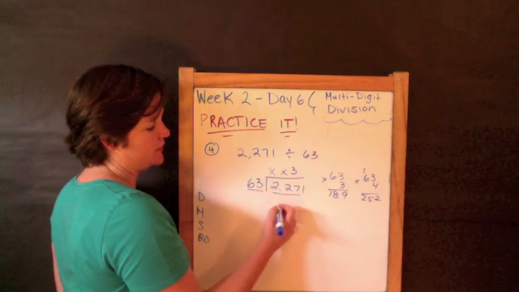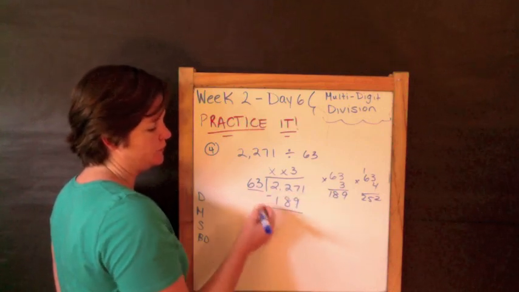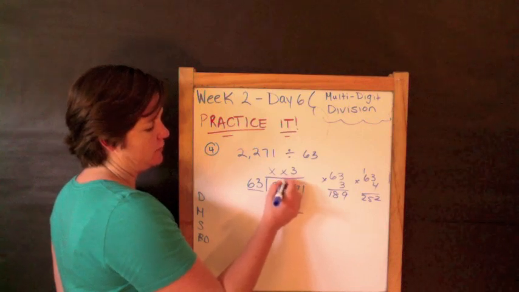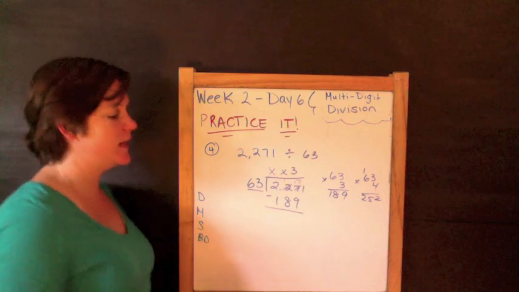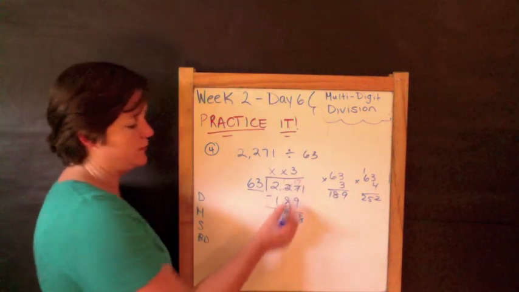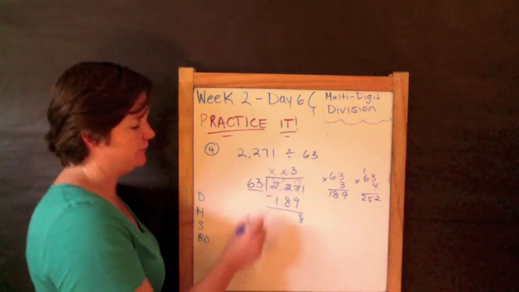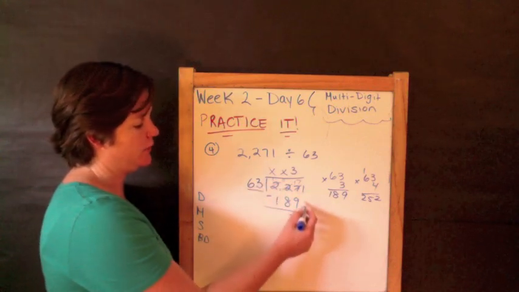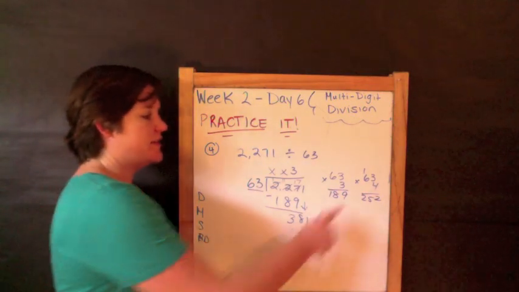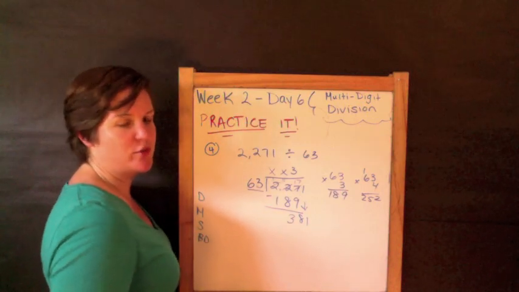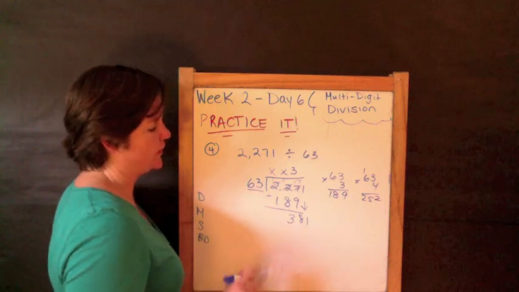3 times 63 is 189. We subtract. 7 minus 9, we can't do that, so we borrow or regroup. That's 17. 17 minus 9 is 8. 1 minus 8, we can't do that, so we regroup. Becomes 11. 11 minus 3 is 8, and we bring down our 1. Okay. Now I know that 63 times 4 is 252, so I know I've got to go greater, multiply by a number greater to get to 381, to get close to that.